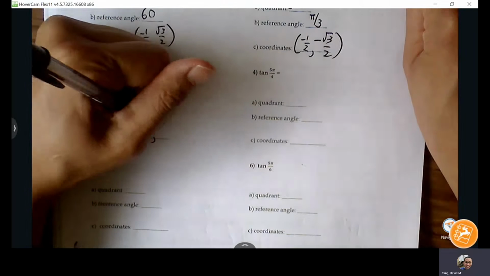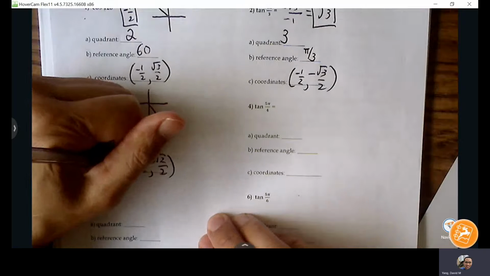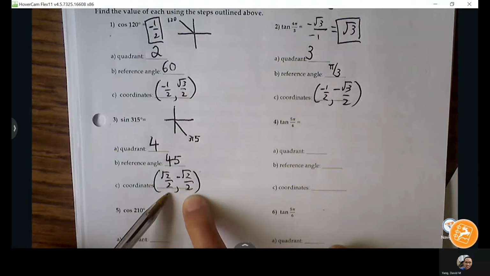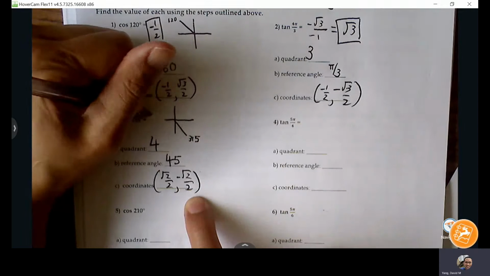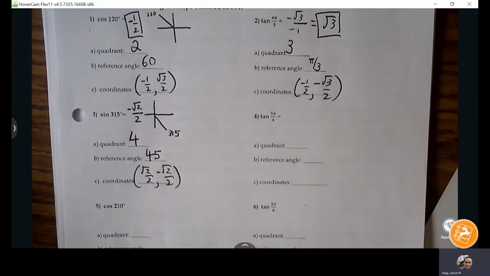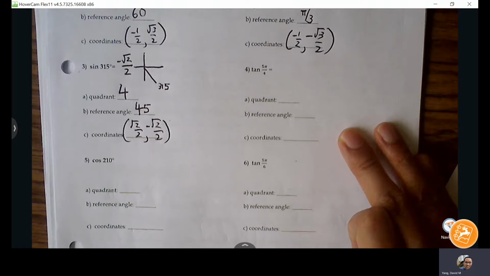So what are my signs going to be in the fourth quadrant? Positive, negative, yeah. Then we go back to sine of 315. Which one do we use? Yep, just the y value. So sine of 315, the ratio of opposite over hypotenuse, is just going to be negative root 2 over 2. Any questions? Okay, go ahead and try 4, 5, and 6. And then I'll get you started on page 34.